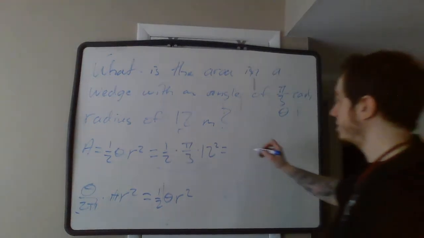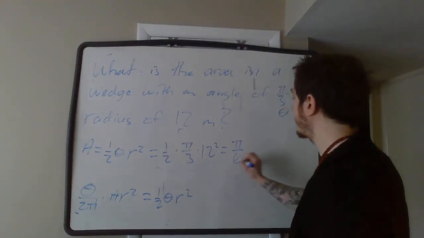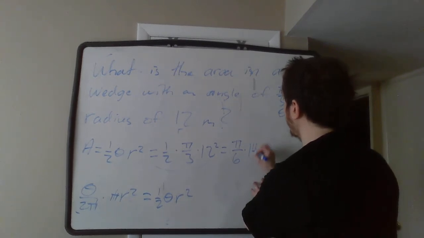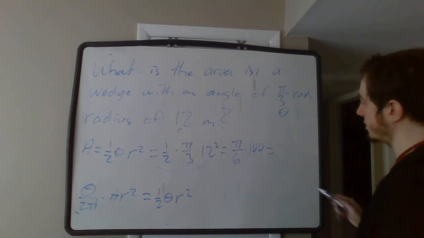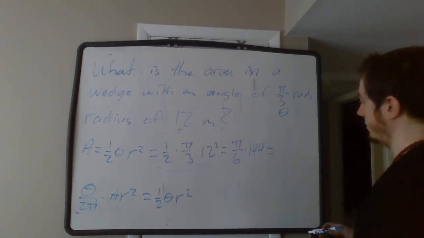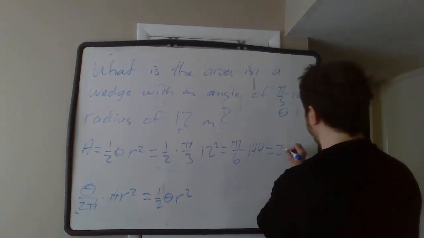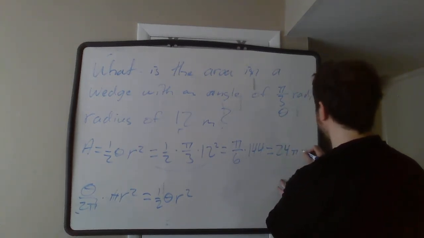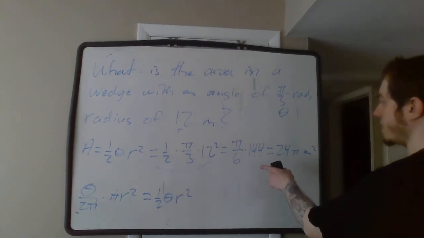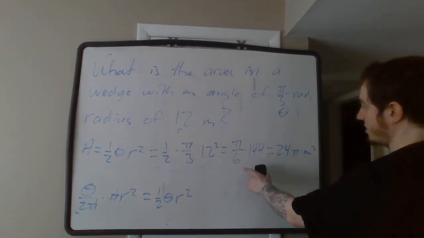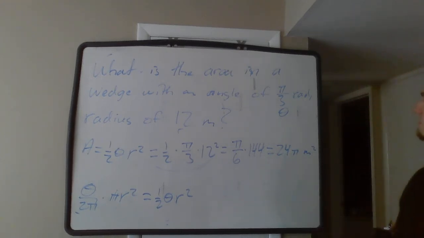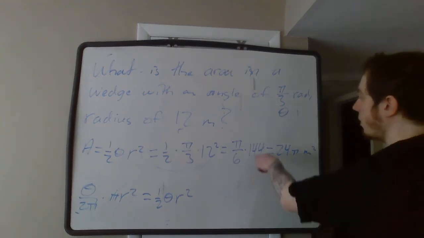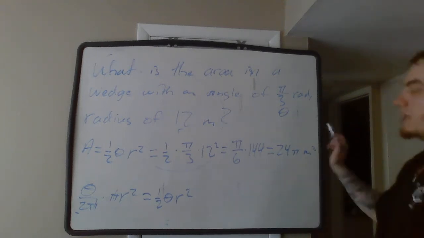Okay, so this is going to give me pi over 6 times 144. And let's see, how many times does this go into it? It's going to go into it 24 times. So we end up with 24 pi square meters. Let's just make sure that I did that correctly. 20 times 6 would be 120, and then 4 times 6 would give me another 24, and it totals 144. So yes, we did this correctly.